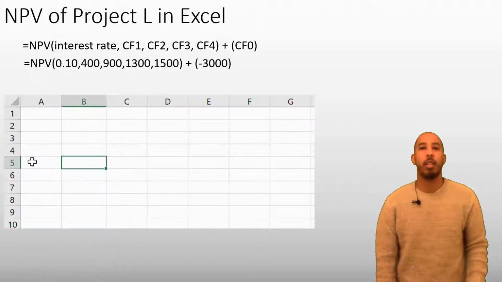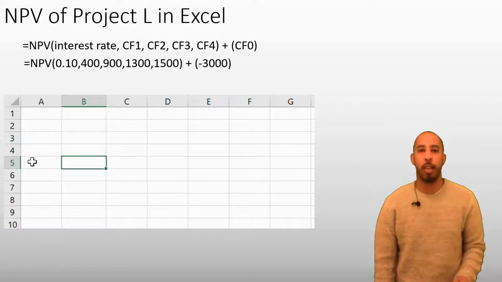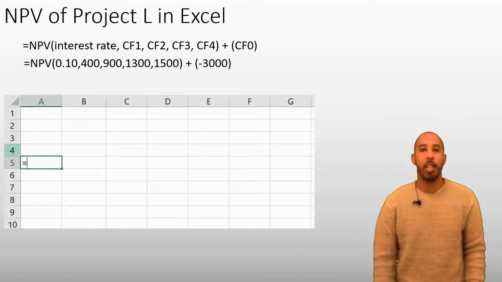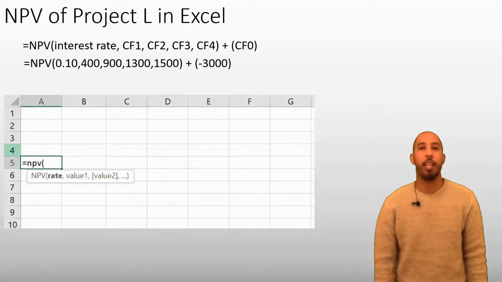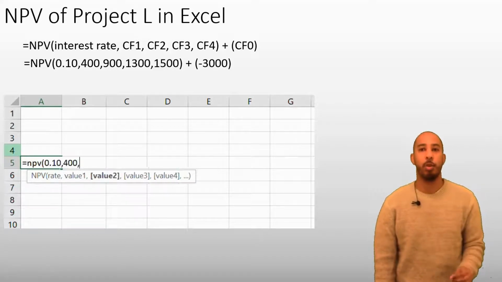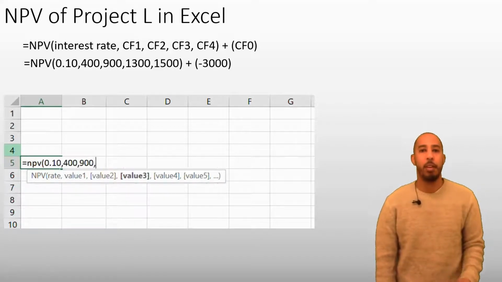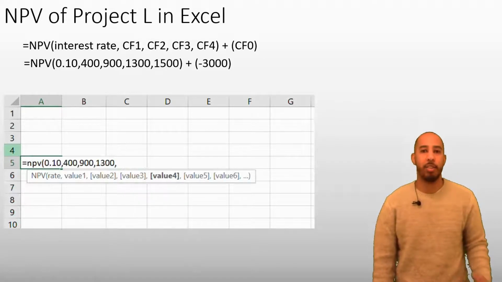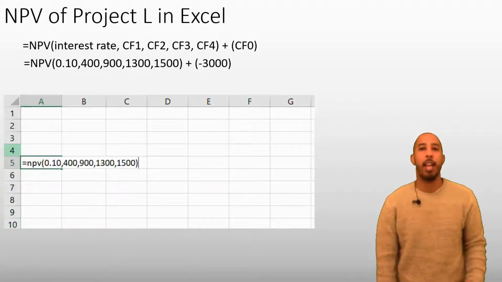In Excel, we do something pretty similar. The NPV function in Excel will compute the present value of the future cash flows. That is the present value of the cash flows at time 1, 2, 3, and 4. But it does not include the cash flow at time 0, the initial cash outlay. So to find the net present value of the project, we'll use the NPV function and enter the interest rate, and then the cash flows at times 1, 2, 3, and 4. Then we add to that the initial outlay, the cash flow at time 0. And we get a net present value of $108.